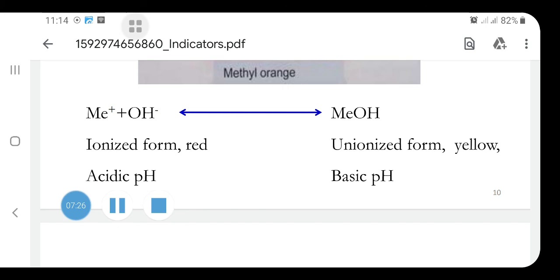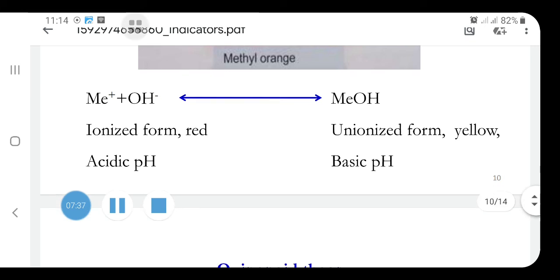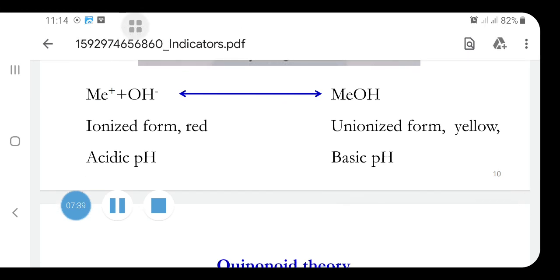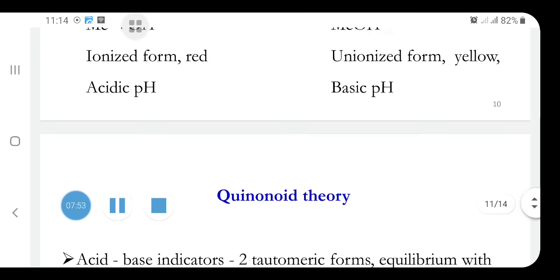Now, once the OH minus ions furnished by the alkaline solution are completely neutralized by the acidic solution, the indicator is liberated and gets dissociated into its dissociated form, that is free indicator Me plus and OH minus. So now this is in its ionized form. It is red in color and preferably exists in acidic pH.